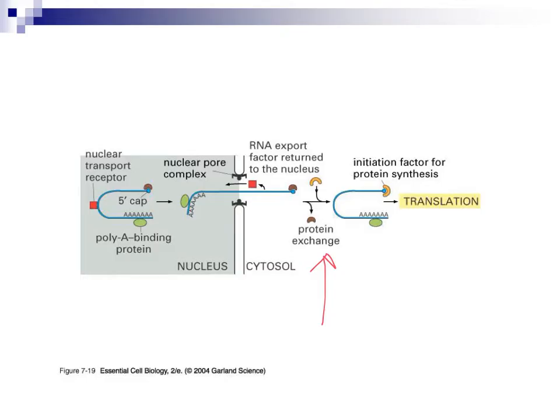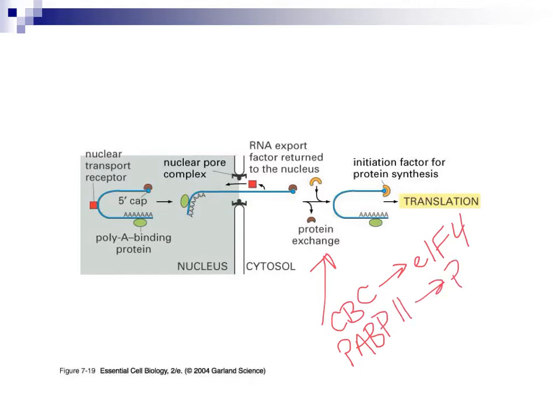Remember when the RNA was exported through the nuclear pore complex, the cap binding complex was replaced by EIF4. That stands for eukaryotic initiation factor 4. Okay? And then the poly-A binding protein number 2 was replaced by poly-A binding protein number 1. So that's the protein exchange that occurred once the RNA has left the nucleus. We are going to be looking at those again shortly, those particular molecules, the EIF4 and the poly-A binding protein 1.